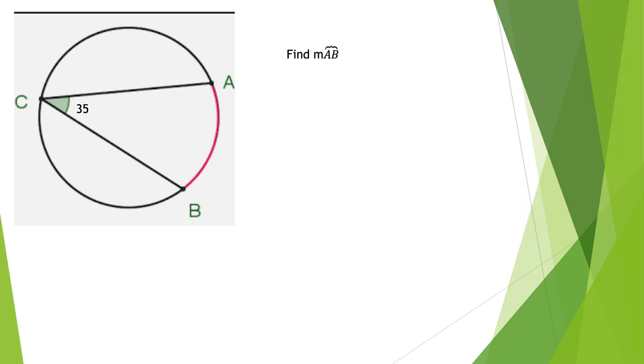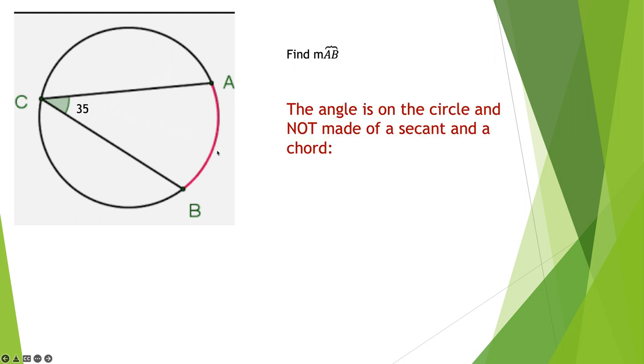Okay, so if the angle is 35, well, the angle's half the arc. So the arc must be double the angle. The arc, it's not made up of a secant and a chord. It's two chords, inscribed. That's good. The measure of the angle is half the measure of the arc. So 35 is half of the arc, which I called x. So that means that x is going to be 70.